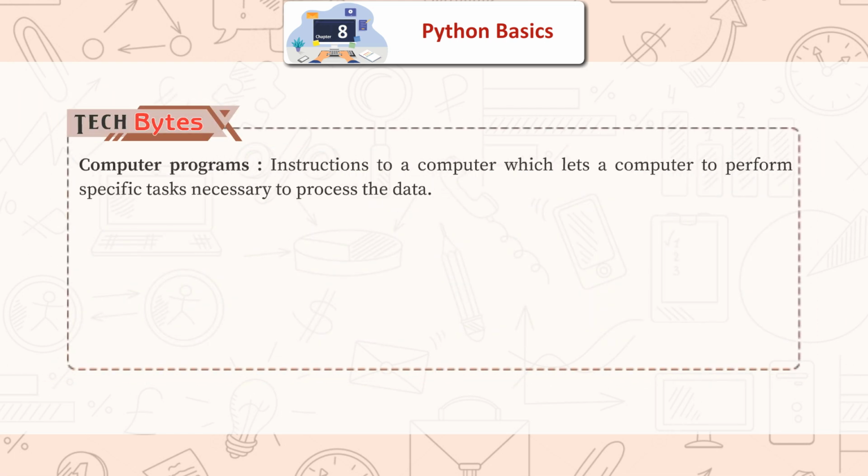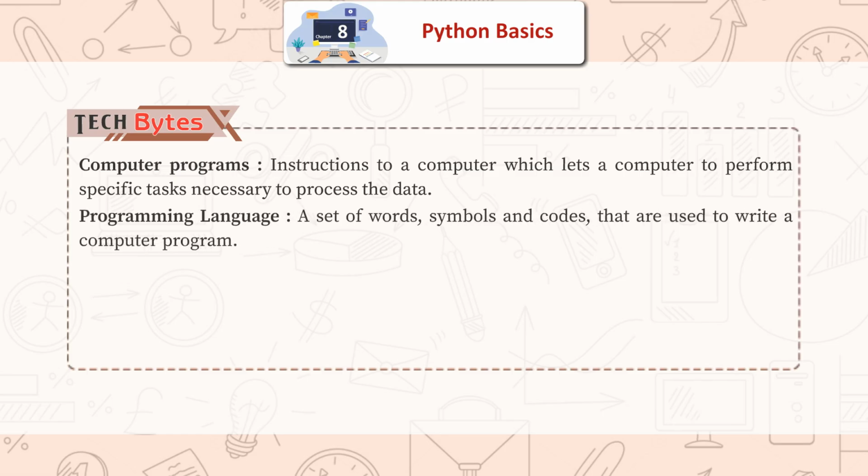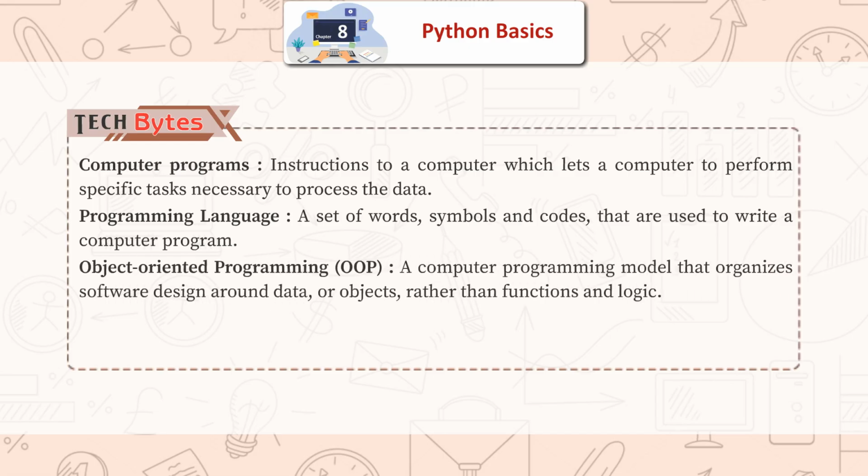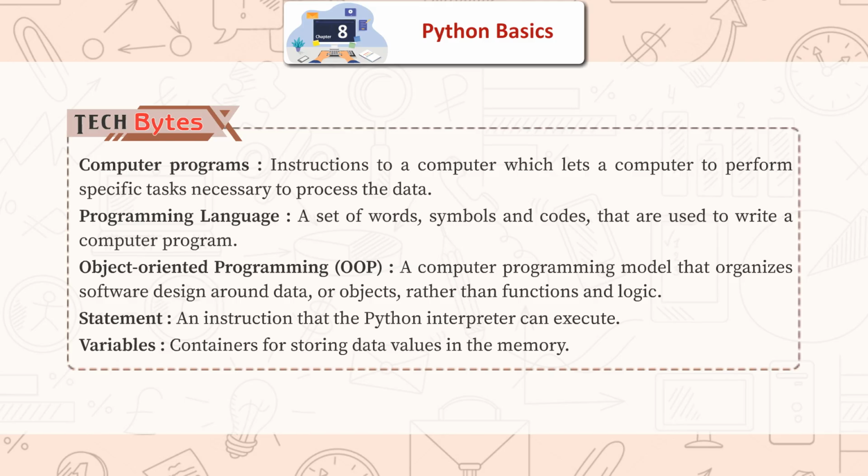Tech bytes. Computer programs. Instructions to a computer which lets a computer perform specific tasks necessary to process the data. Programming language. A set of words, symbols and codes that are used to write a computer program. Object-oriented programming (OOP). A computer programming model that organizes software design around data or objects rather than functions and logic. Statement. An instruction that the Python interpreter can execute. Variables. Containers for storing data values in the memory.